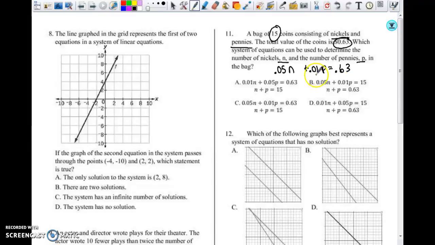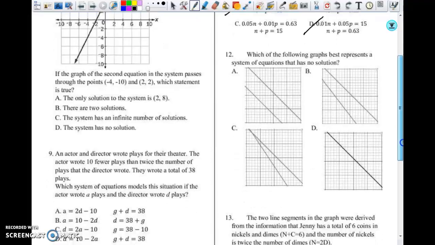Pennies are worth a cent, right? So pennies should be worth a cent. Which ones can you eliminate? And then in total, you should have 15 coins. Well, what kind of coins do you have? You have nickels and pennies for a total of 15. So go on ahead and figure out, is it B or C? Circle the right answer.